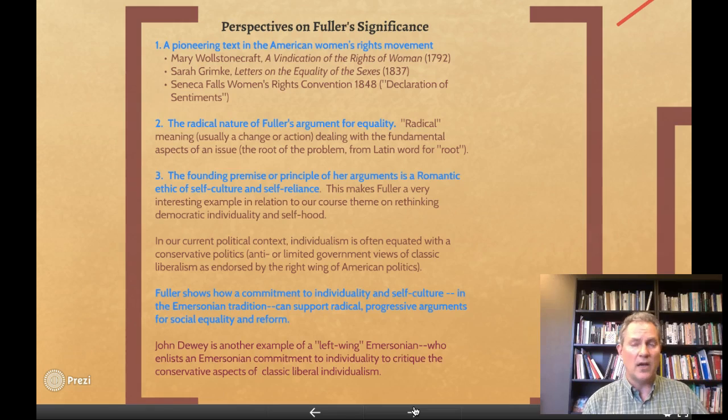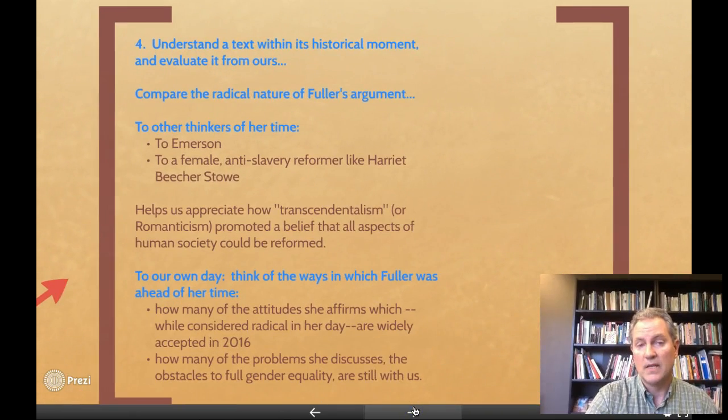And there are other thinkers who we might call left Emersonians, like John Dewey. He's another one who has enlisted an Emersonian commitment to individuality in order to critique the more conservative aspects of a classic liberal individualism. And lastly, as we always want to do when we're reading a literary text, we both want to understand it within its historical moment, and then we want to evaluate it from our moment. Think about its significance for us today.